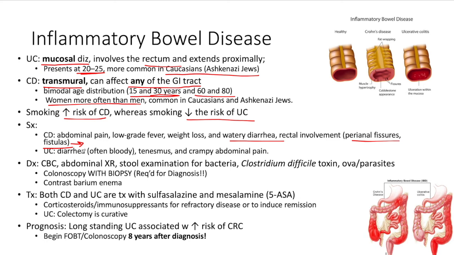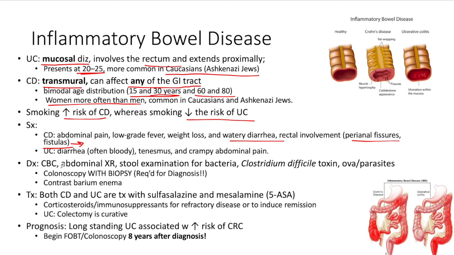They can have fistulas between the colon and the skin, okay? And that's something that you really have to manage gently. And that's pretty much it. So for UC, we look for that bloody diarrhea, like you told me before, tenesmus, and crampy abdominal pain.